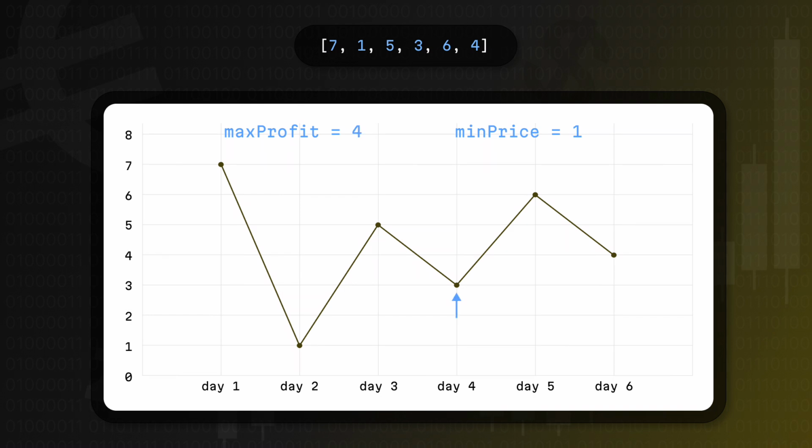The next price is 3. It is still above the minimum of 1. So again, we check the potential profit. 3 minus 1 equals 2. That's lower than what we have already seen, so we do nothing and move on.